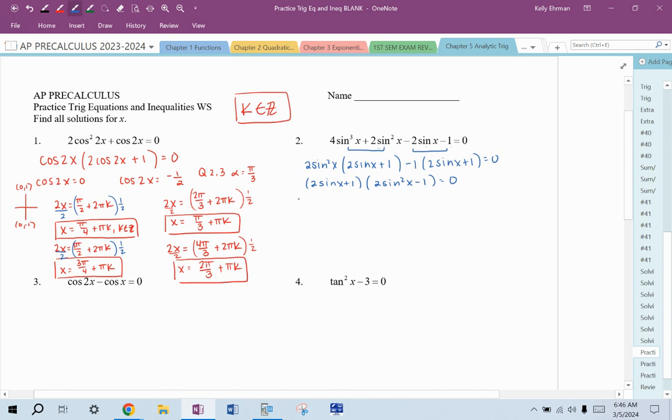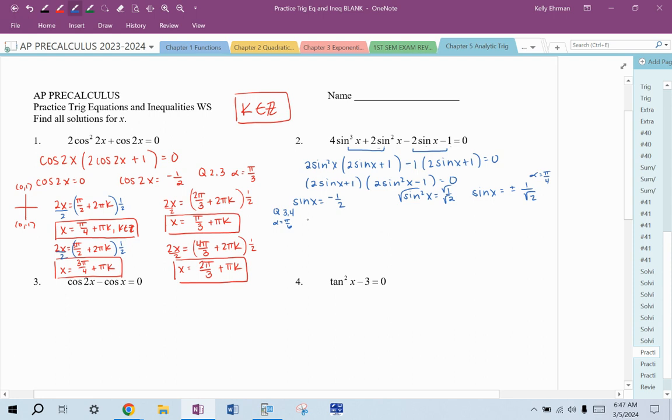If 2 sine x plus 1 equals 0, then sine x equals negative 1/2. If 2 sine squared x minus 1 equals 0, then sine squared x equals 1/2. So remember to square root this. We've had this a few times in our homework now. So sine x will equal plus or minus 1 over radical 2. So in the first scenario, we should be looking at quadrants where sine is negative, so quadrants 3 and 4, and the reference angle is pi over 6. In the second equation, we should be looking at all 4 quadrants, and the reference angle is pi over 4.